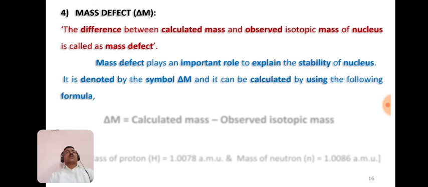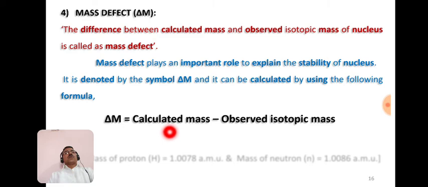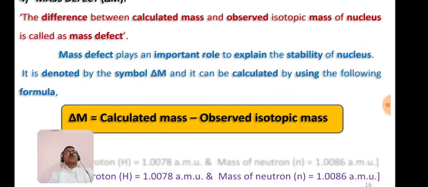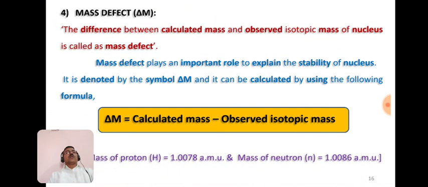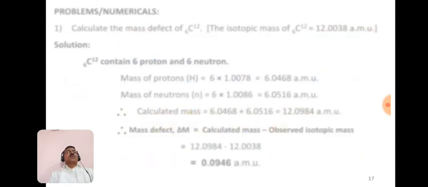It is denoted by the symbol delta M, and it can be calculated using the formula delta M is equal to calculated mass minus observed isotopic mass. Here the mass of proton and mass of neutron are given. Mass of proton is 1.0078 atomic mass unit, and mass of neutron is 1.0086 atomic mass unit. Now let's solve the numerical based on this formula.